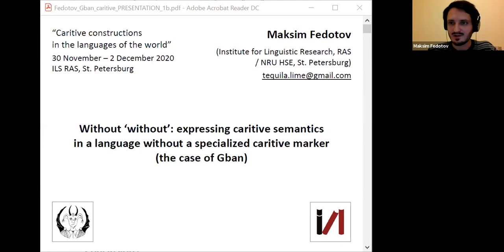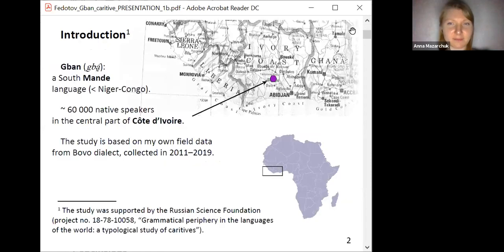So I will continue talking about languages without a caritive proper. And well, this time we're speaking about actually a related language, language Gban. It is also a Mande language, although from a different branch. And it is spoken in the central part of Côte d'Ivoire.